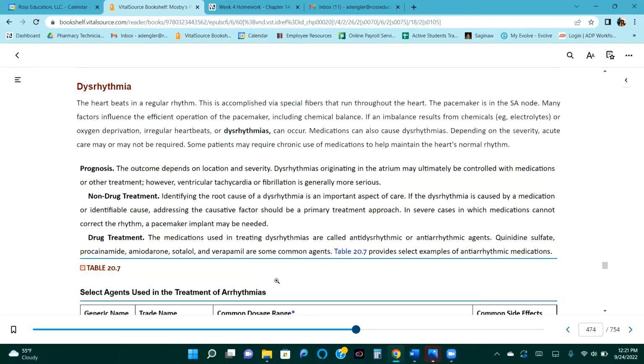The heart beats in a regular rhythm. This is accomplished via special fibers that run through the heart. The pacemaker is in the SA node. Many factors influence the efficient operation of the pacemaker, including chemical balance. If an imbalance results from chemicals like electrolytes or oxygen deprivation, irregular heartbeats, or dysrhythmias, can occur. Medications can also cause dysrhythmias. Depending on the severity, acute care may or may not be required.